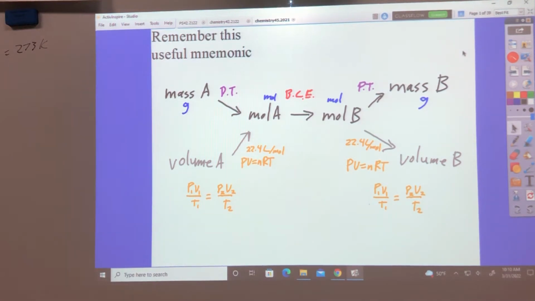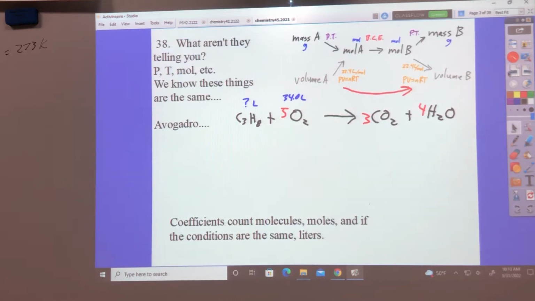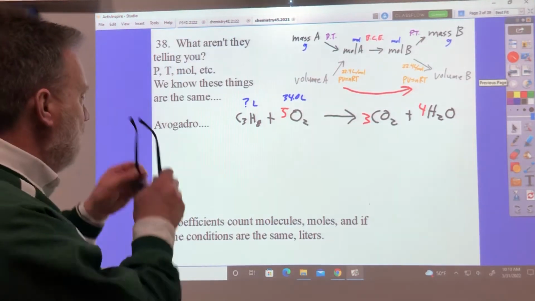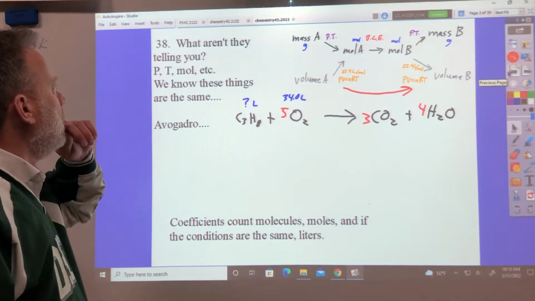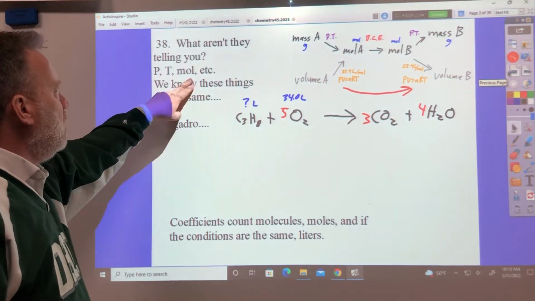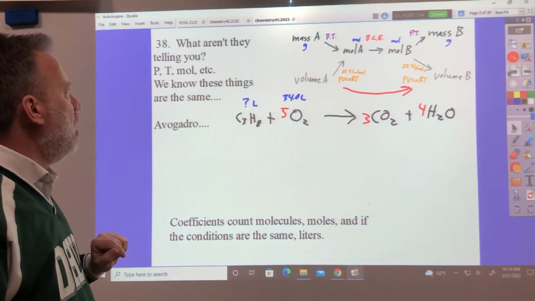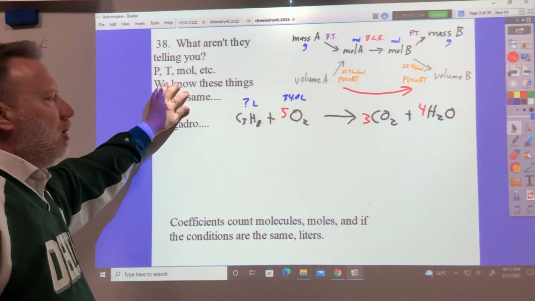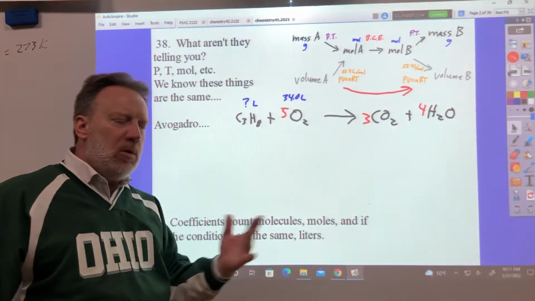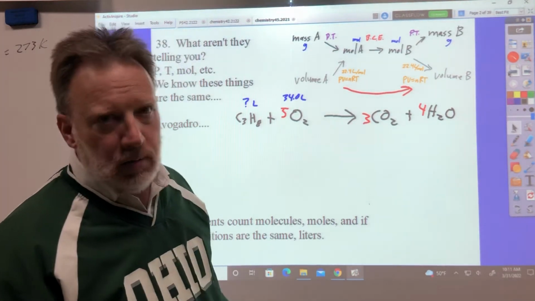Page 461, number 38. How many liters of propane gas will undergo complete combustion with 34 liters of oxygen gas? Well, let me show you this. First of all, what aren't they telling you? They're not telling you the pressure. They're not telling you the temperature. They're not telling you the moles. So those things are going to be the same. We have to assume they're the same because nothing was said about it that I remember.